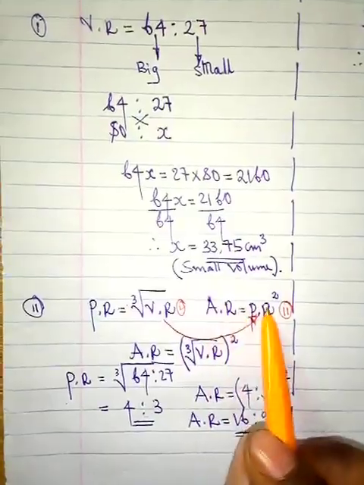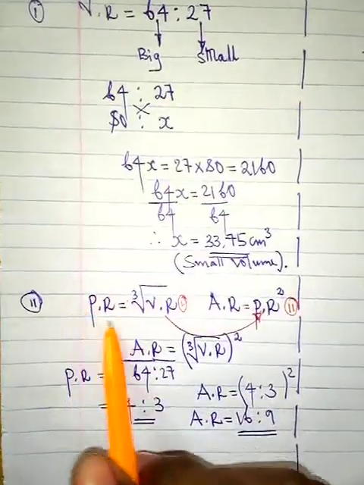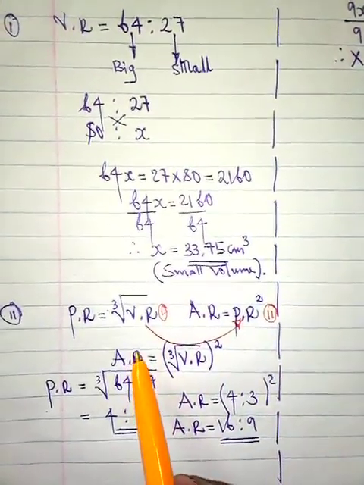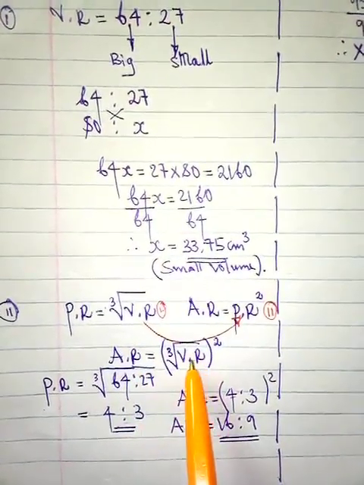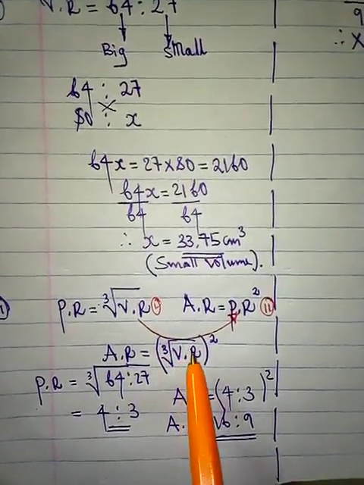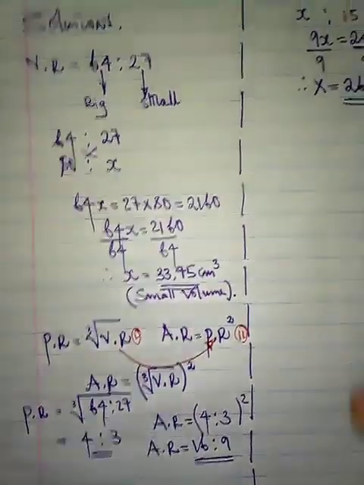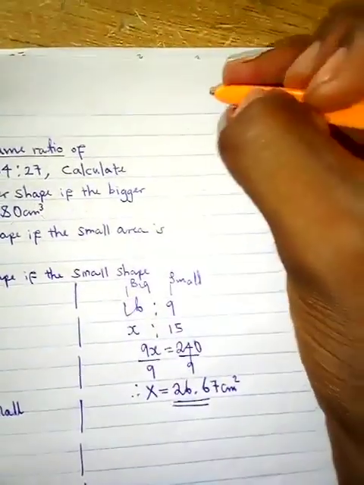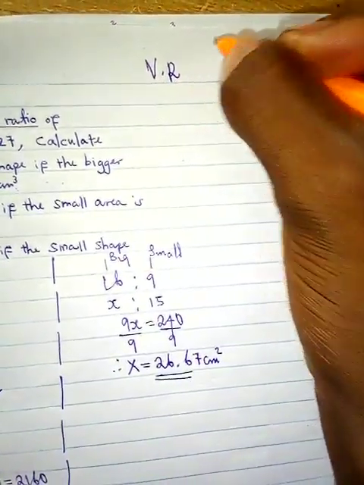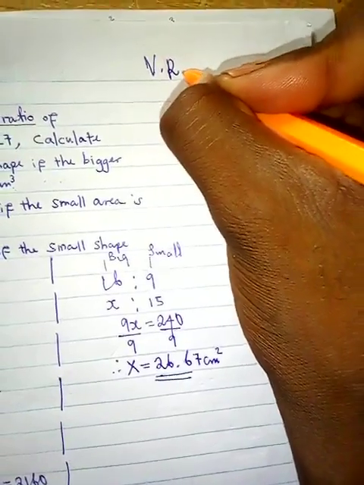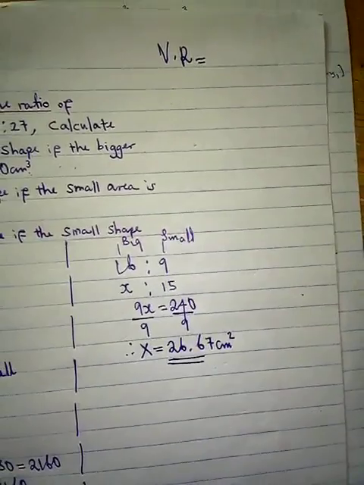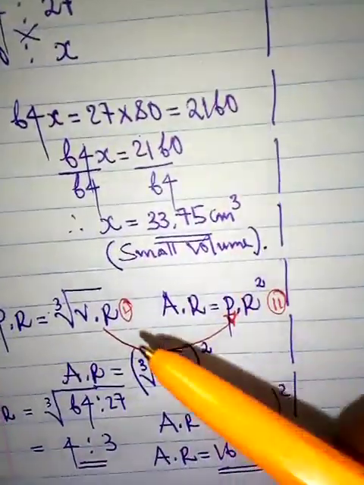So you can choose to answer them individually. You first determine your perimeter ratio, then you determine your area ratio, or if you want, you can just use this combined equation. That is, area ratio is equal to cube root of the volume ratio squared. And this can also be done for the volume ratio as well. If you were given the area ratio, and then they wanted you to determine the volume ratio, did you see the way you did it?